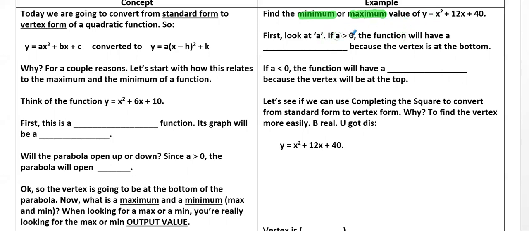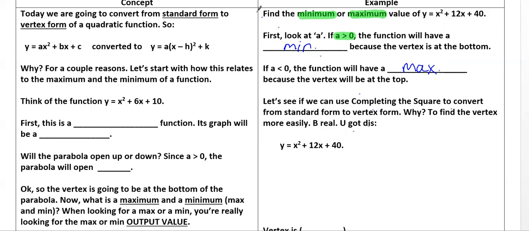So if a is greater than 0, that means it's going to face up, so it's going to have a minimum. And that's the best I can do, because the vertex is at the bottom. If a is less than 0, the function will have a maximum because the vertex will be at the top.